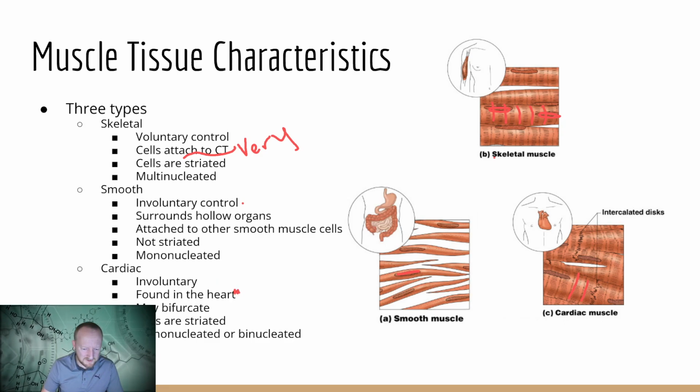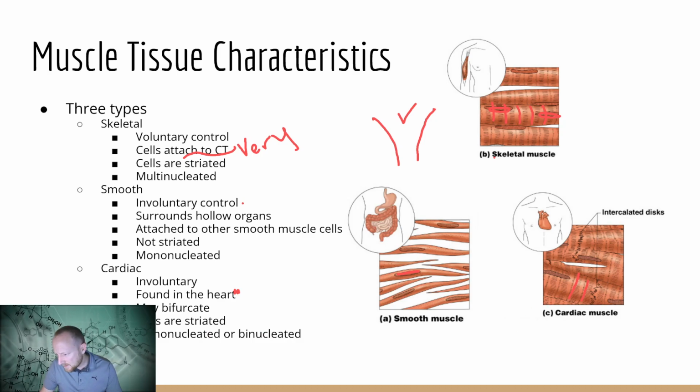I don't know why that apostrophe is there. Cells may bifurcate. So bifurcation of a cell, it's going to look like this. It's just kind of splitting. They're striated. Like I said, not as striated as the skeletal muscle. They can be mononucleated or binucleated. So these all look pretty mononucleated. They can also have 2 nuclei per cell. If you look hard enough, maybe you find one with 3. But the skeletal muscle tissue is going to have a lot of nuclei, where cardiac is going to have 1, 2, or very, very few.